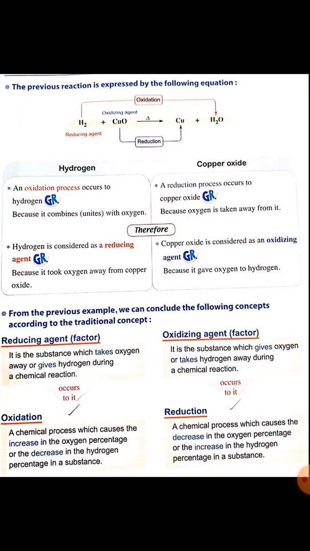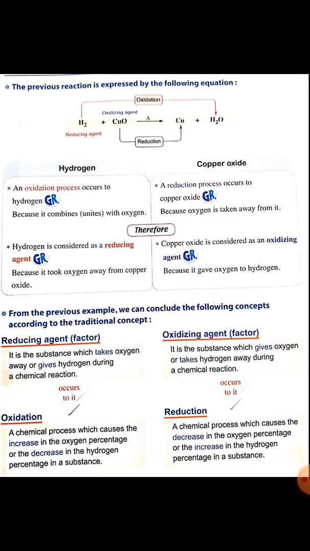And the agent is opposite to the process. Look here. For hydrogen gas, it oxidized. And it causes reduction for the other one, which is copper oxide. So it's a reducing agent.